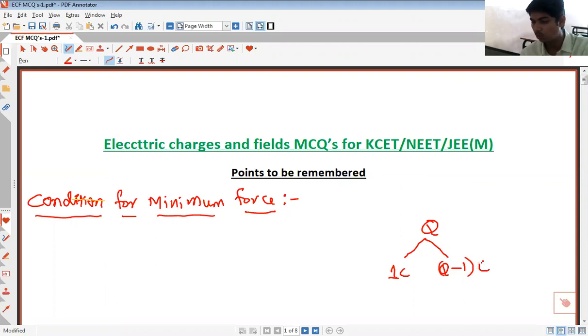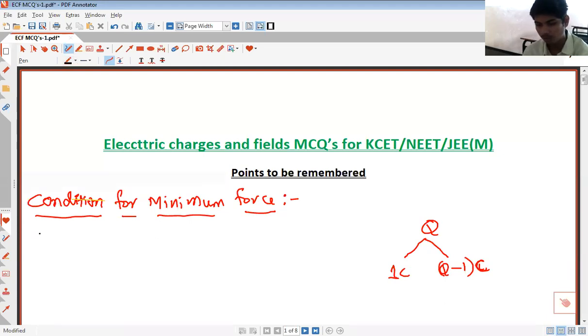See, this is how this charge capital Q is to be divided so that the force between the two charges becomes minimum. If the charge capital Q is divided as 1 coulomb and q minus 1 coulomb, then the force between these two charges will be minimum. We'll try to explain it as well.